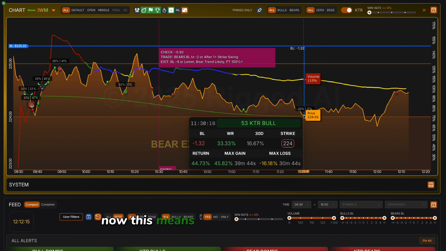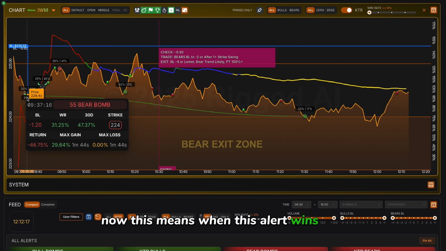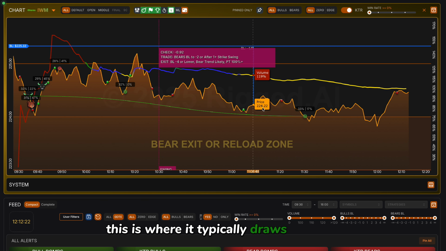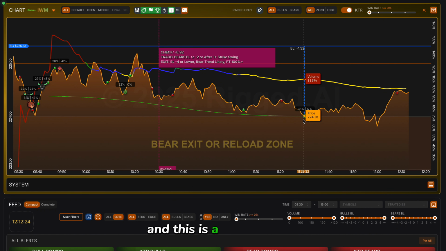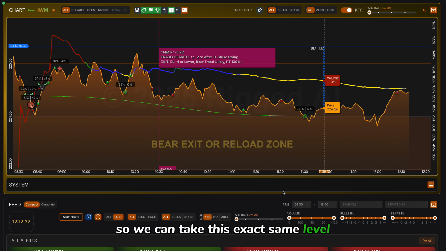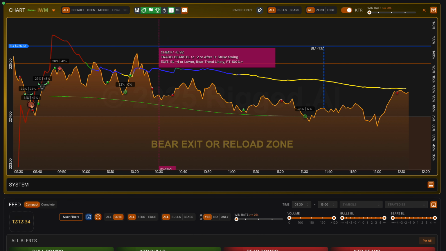Now this means when this alert wins, the bull here, this is where it typically draws down to. And this is a perfect entry because it's below the 224 strike. So we can take this exact same level and trade it with futures. Let's look at Top Step now.